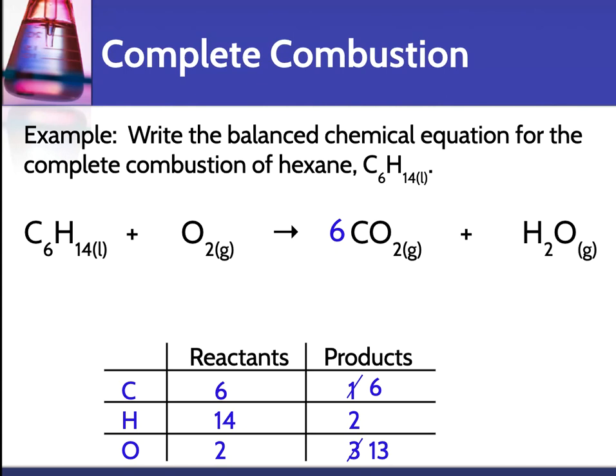So now we balance the hydrogens. We have 14 on the reactant side. So in order to have 14 on the product side, we're going to put a 7 in front of water. So we now have 14 hydrogens on both sides. Now we'll update our oxygens. So we now have 19 oxygens, 12 from the carbon dioxide and 7 from water.